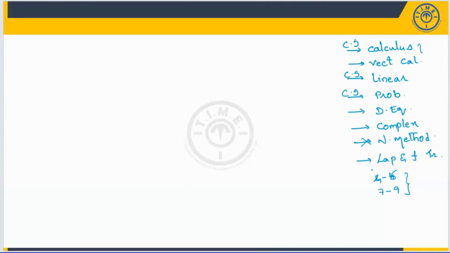When you talk about calculus and vector calculus, these 2 together, you can expect 4 to 6 marks. That's the reason why I have chosen calculus as the first chapter. If you talk exclusively about calculus, you can expect 4 marks only from calculus. And linear, 2 to 3 marks. And probability, 2 to 3 marks. Differential equations, 1 to 2.